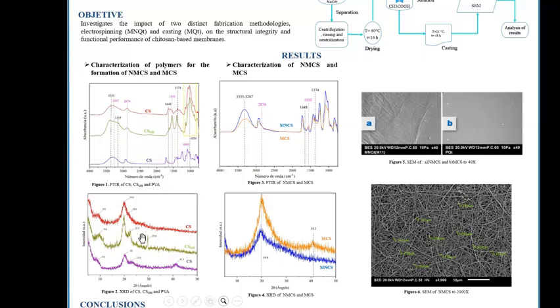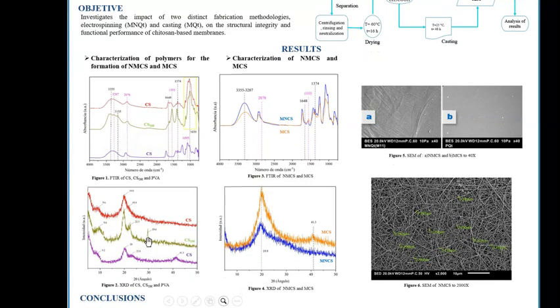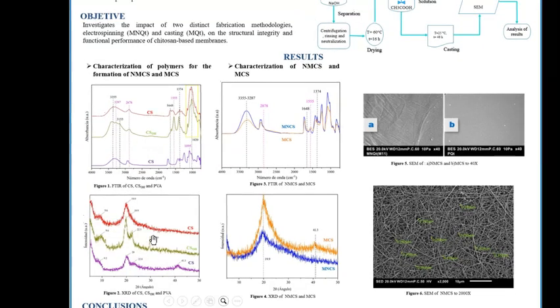Figure 2 shows the XRD of chitosan, hydrolyzed chitosan, and PVA. It can be observed that the hydrolyzed chitosan presents a higher crystallinity with respect to the initial chitosan. This can be attributed to the structural rearrangement arising from the hydrolysis process, while PVA presents a diffractogram characteristic of a semicrystalline material.